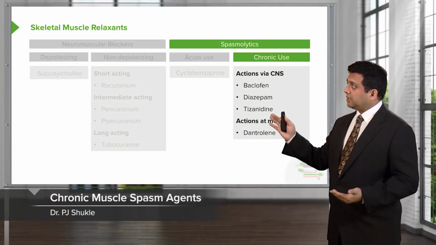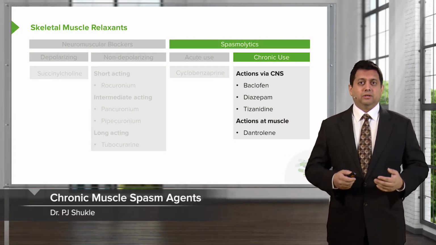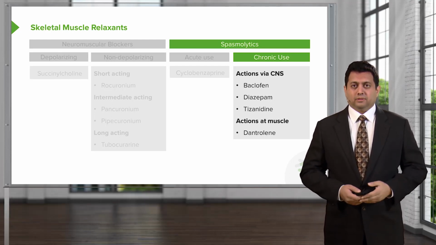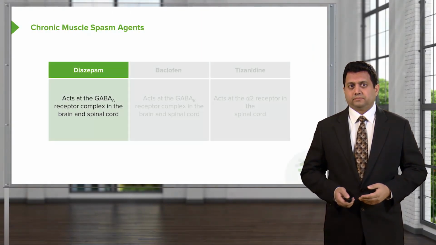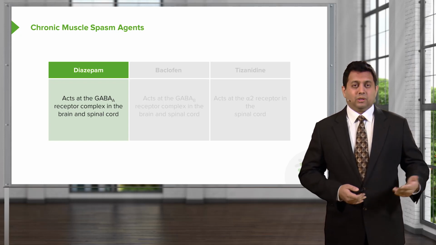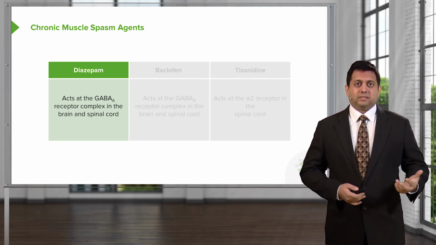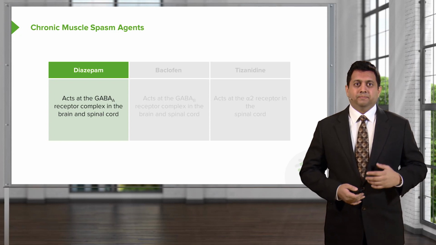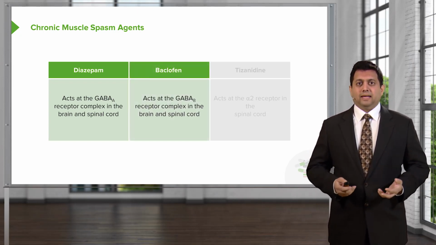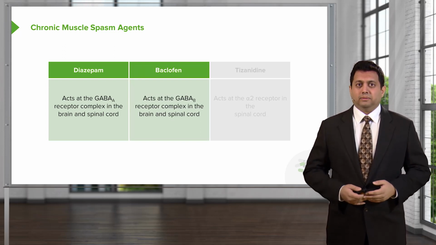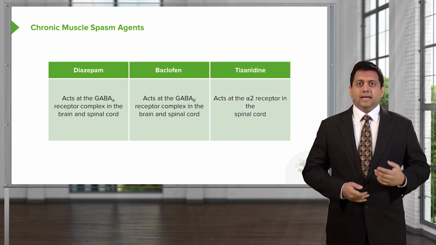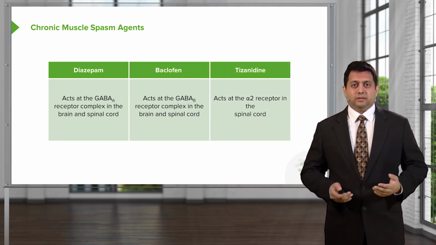Let's move on to those chronic use agents. These are drugs that act either through the central nervous system or act peripherally at the muscle. Diazepam is a benzodiazepine, and as you know already from our previous lectures, diazepam acts at the GABA A receptor. It works in both the brain and in the spinal cord. Baclofen acts at the GABA B receptor complex in the brain and spinal cord. We haven't talked about GABA B yet. And tizanidine acts at the alpha-2 receptor in the spinal cord.